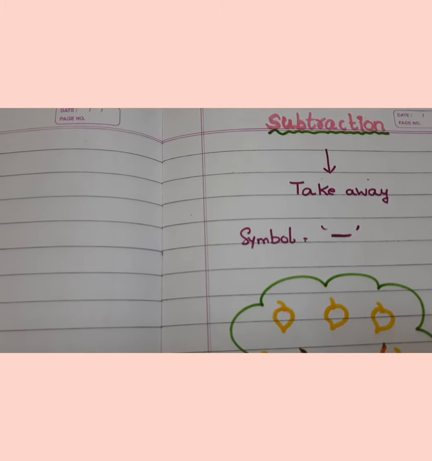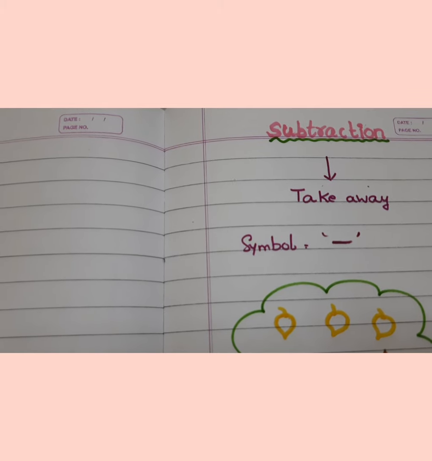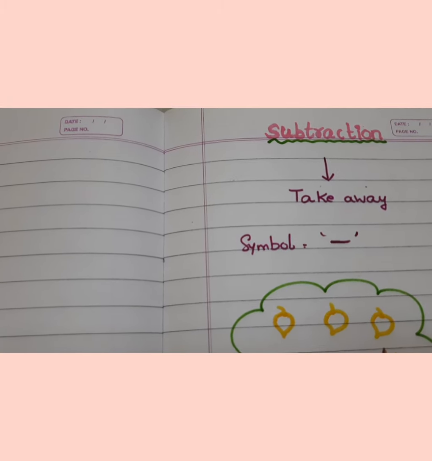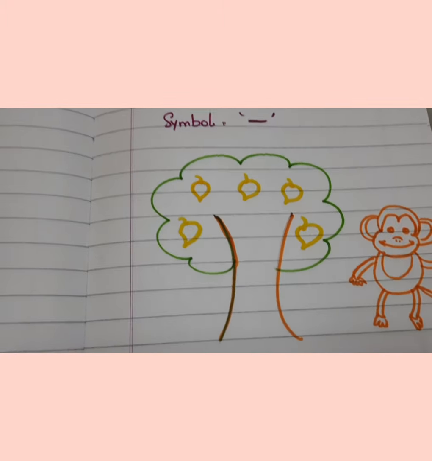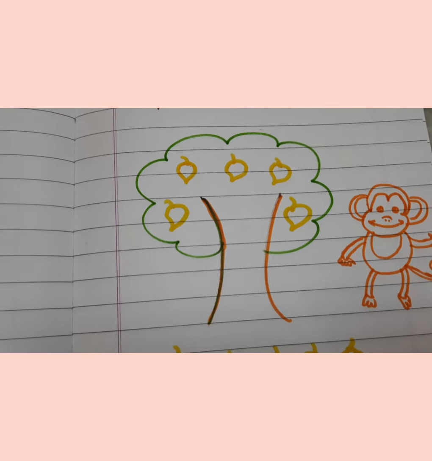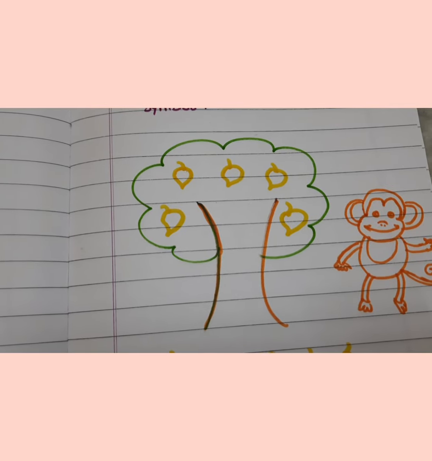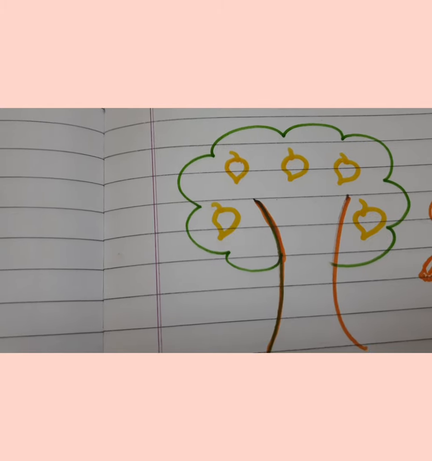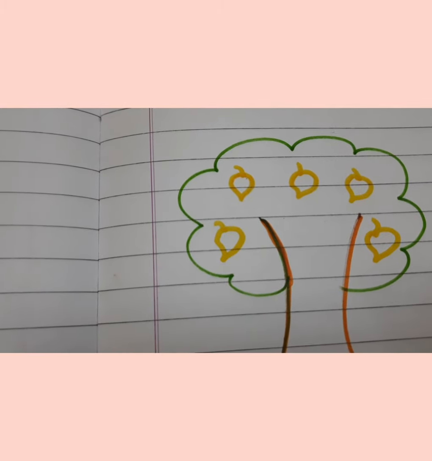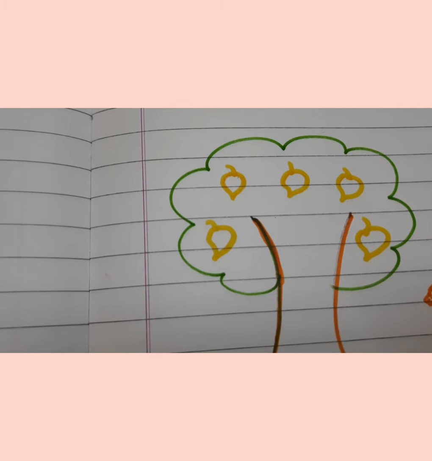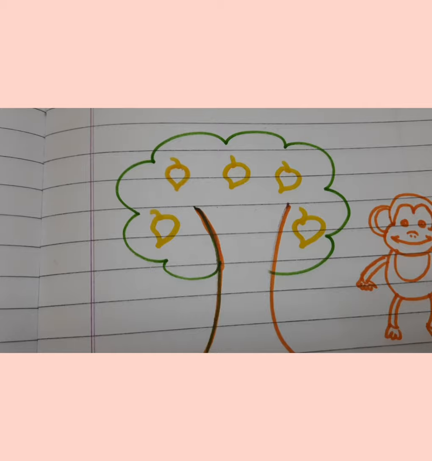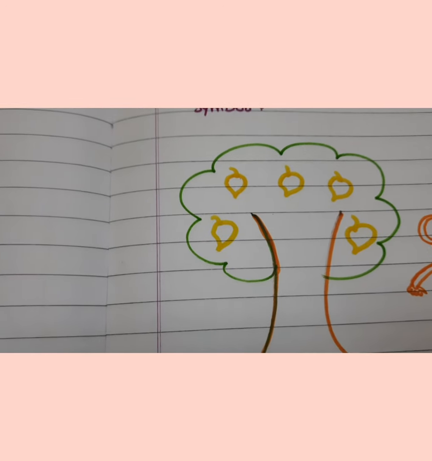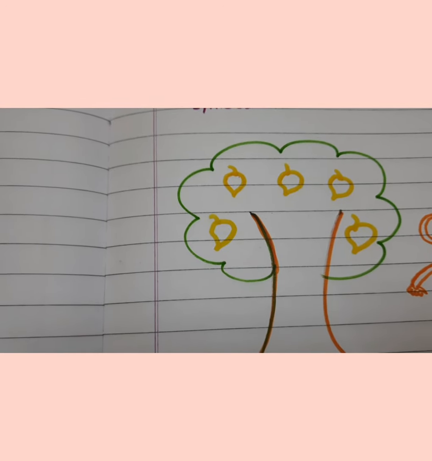About the concept of subtraction, I would like to tell you one short story. Once in a forest, there was a naughty monkey, and it was very hungry. Finally it got one mango tree. See how many mangoes are there? 1, 2, 3, 4, 5. It ate 3 mangoes. How many mangoes were left on the mango tree?